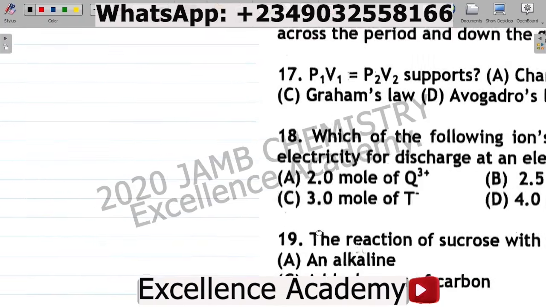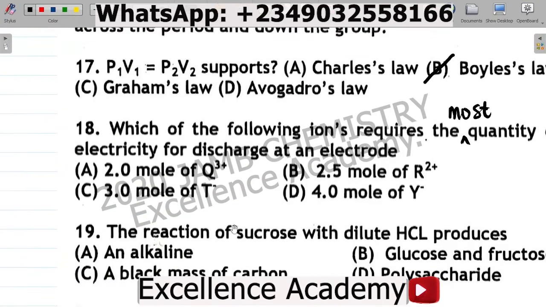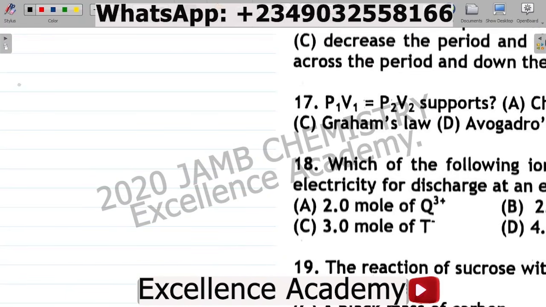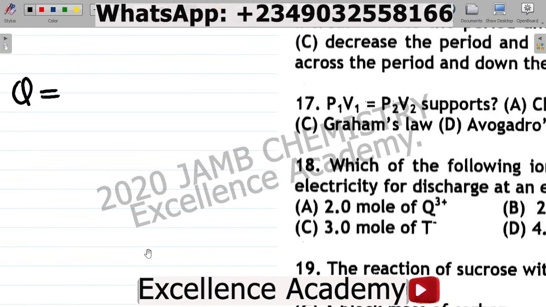Now, to solve this question, all you have to do is consider each of the given ions, Q, R, T, and Y. So I'll take Q. For Q, all you have to do here is multiply the number of moles, which is 2, times the number in the ion, which is 3. This is how to get the charge. So the number here is 2, that becomes 2 times, you look at the number here, that's the power or the charge of the ion, which is 3, and that's equal to 6. So Q needs 6 units, that's the charge.